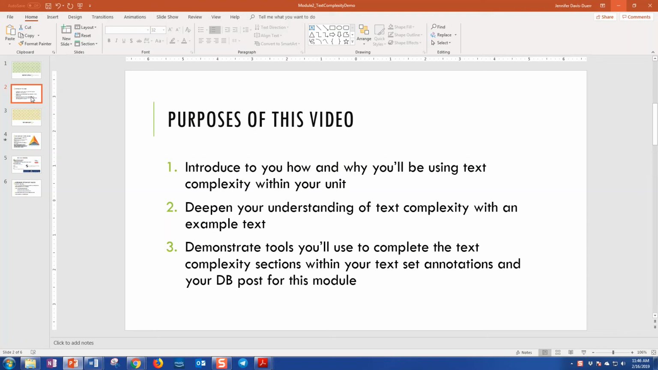The purposes of this presentation are to introduce to you how and why you'll be using text complexity within your unit, deepen your understanding of text complexity with an example text, and demonstrate some tools that you'll use to complete the text complexity sections within your text set annotations for your unit, and the discussion board post for this module.